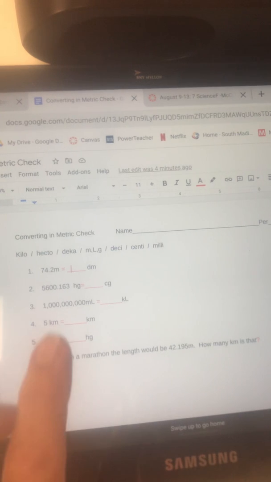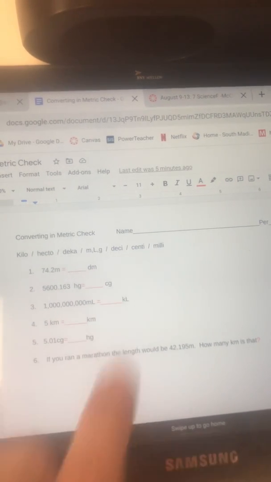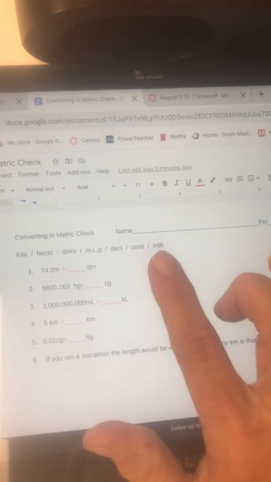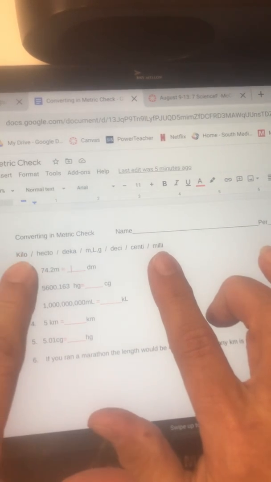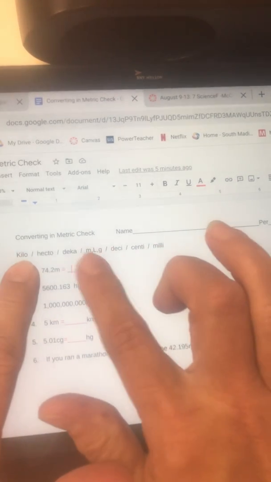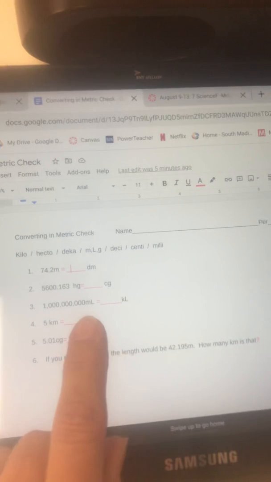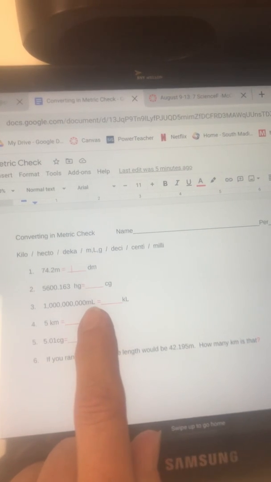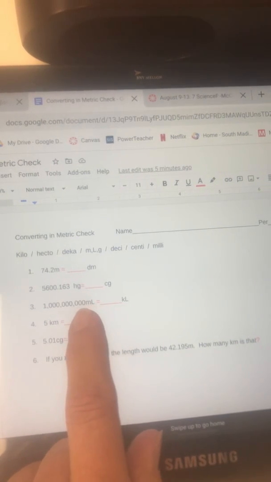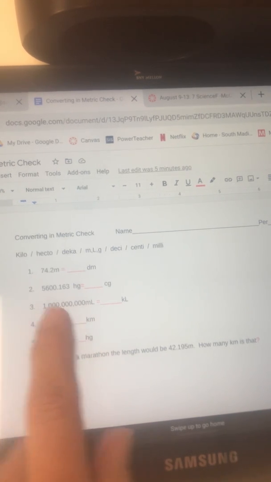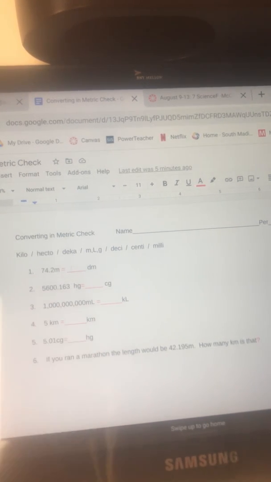All right, so the next one is 1 billion milliliters equal how many kiloliters? So here, you're going from milli to kilo. That is 1, 2, 3, 4, 5, 6 steps. So I'm going to take this invisible decimal point, which is after the last 0, 1, 2, 3, 4, 5, 6, and it goes right there, so your answer would be 1,000.